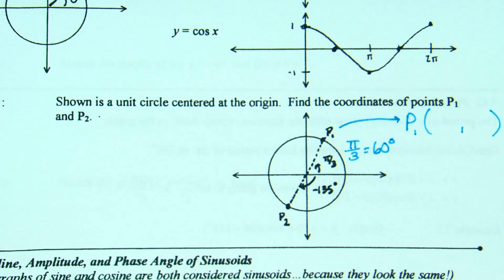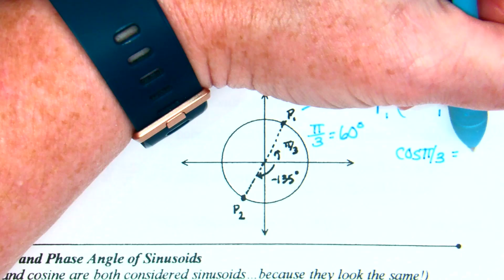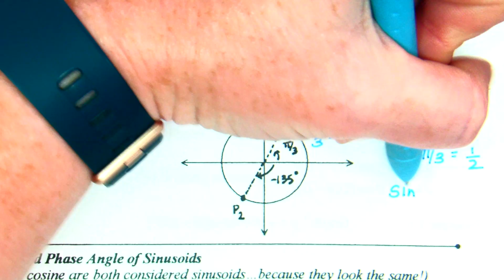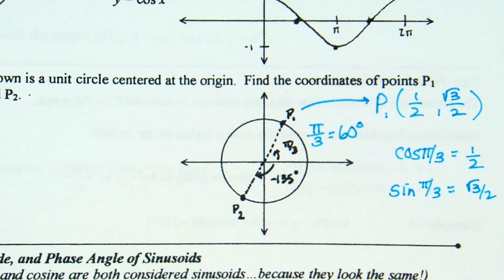The x-coordinate is going to be what? Okay. So your x is the cosine of pi over 3, and the cosine of pi over 3 is 1/2. So your x-coordinate is 1/2. Your y-coordinate is the sine of pi over 3, and the sine of pi over 3 is square root of 3 over 2. So the ordered pair for P1 is 1/2 comma square root of 3 over 2. Easy enough?